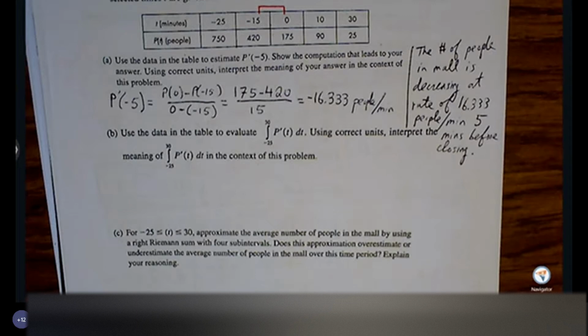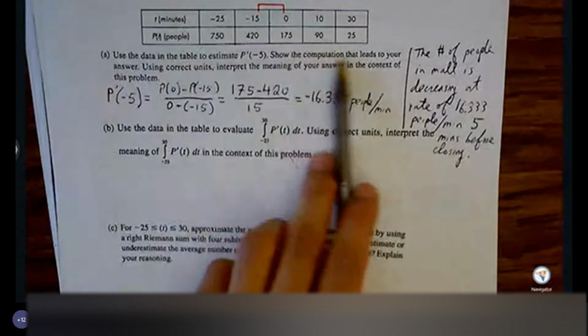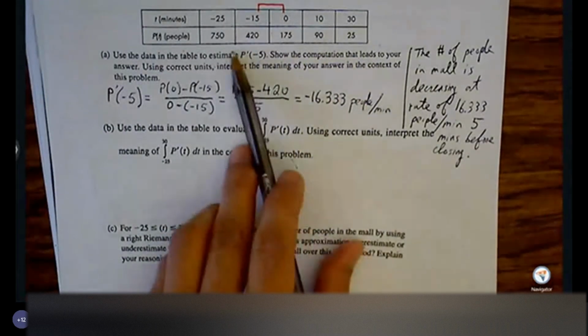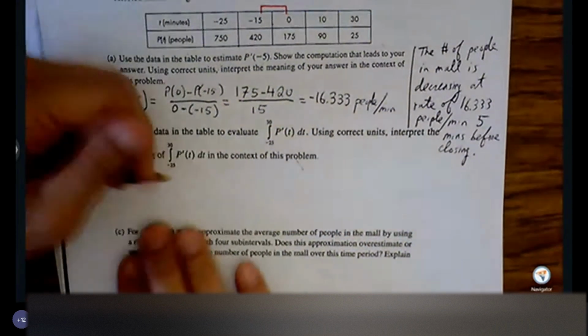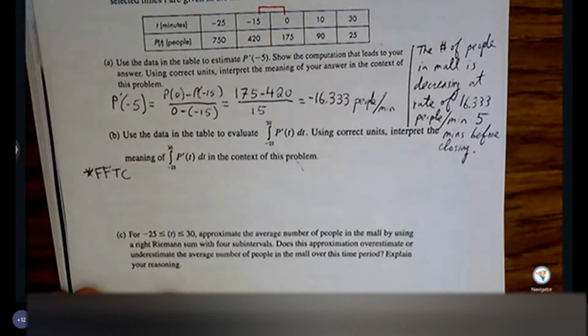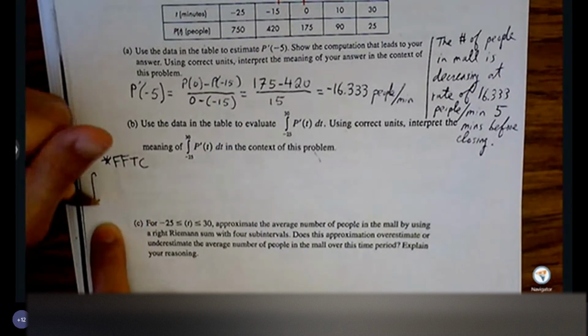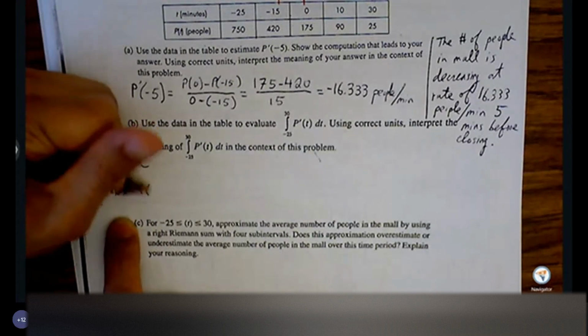Okay, part B, use the data in the table to evaluate the definite integral from -25 to 30 of P prime. So if we look, we don't have P prime, but we do have something that we can use to convert from P prime to P of t, because we know the integral of P prime becomes P of t. So this is a little bit of the first fundamental theorem here. We know our rule that the integral from a to b of f prime turns into f of b minus f of a.